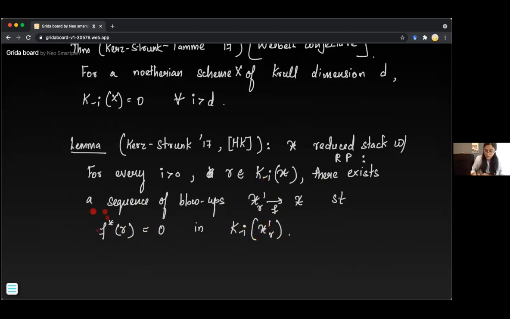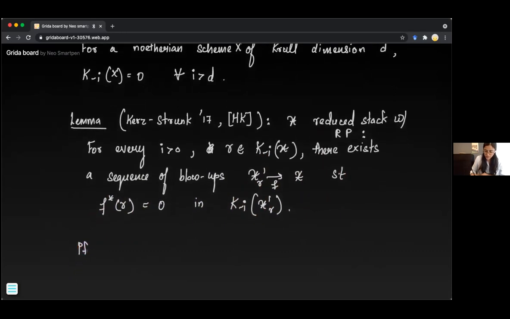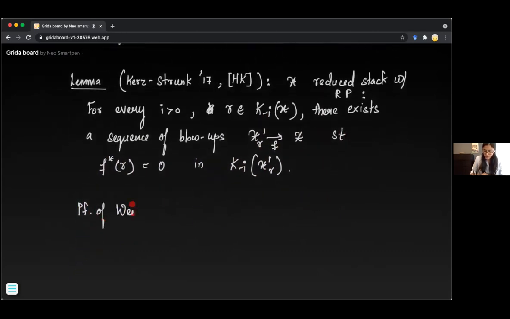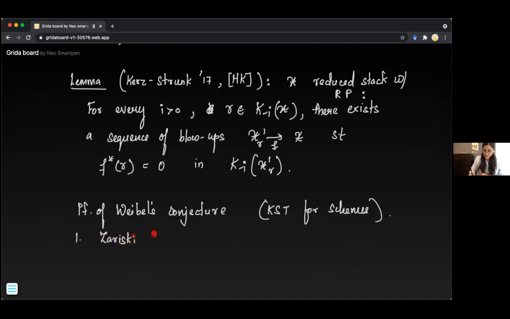Okay, and once you have this lemma, the proof of Weibel's conjecture is by the following strategy. So this is Kerz-Strunk-Tamme for schemes. So the idea is that first using Zariski descent, or the Zariski descent spectral sequence.